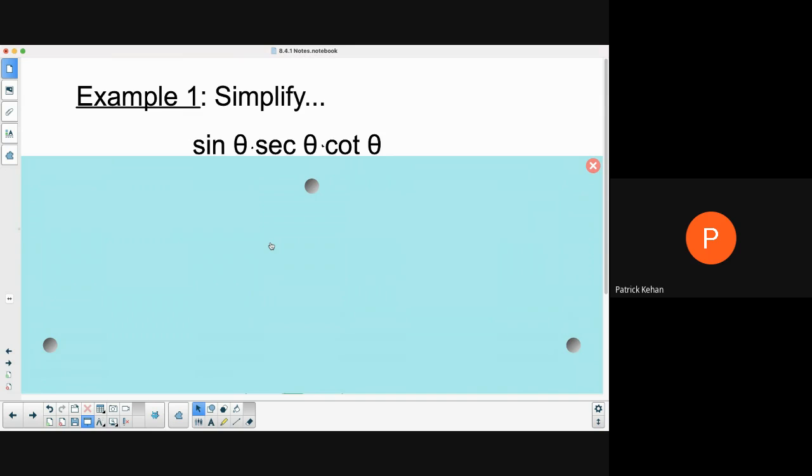So with these questions, your goal is to simplify these expressions into either one single trig function, whether it's sine, cosine, tangent, secant, cosecant, cotangent, or even maybe sine squared theta, cosine squared theta, tangent squared theta, secant squared theta, cosecant squared theta, cotangent squared theta.